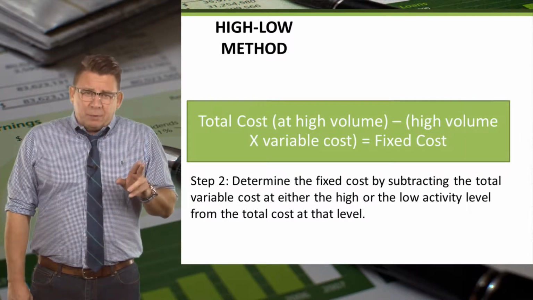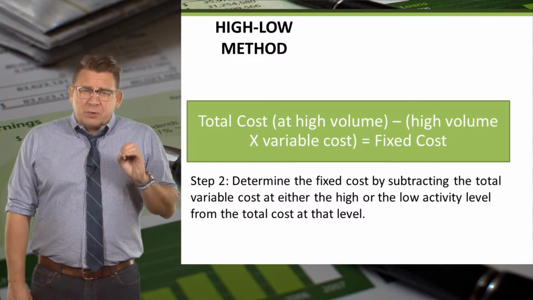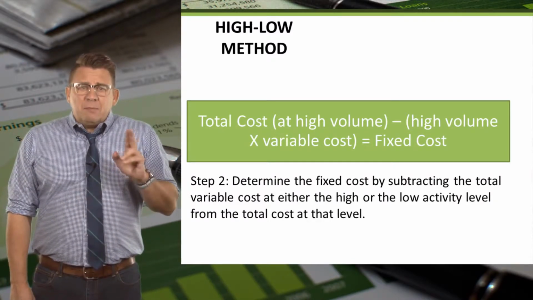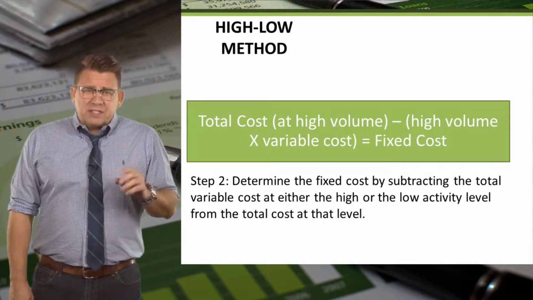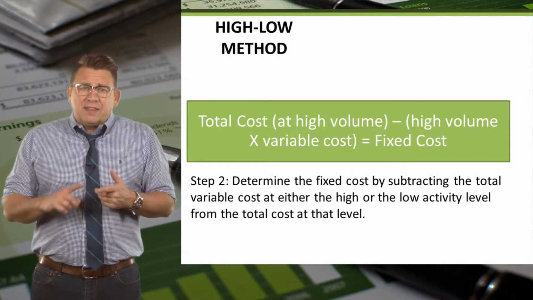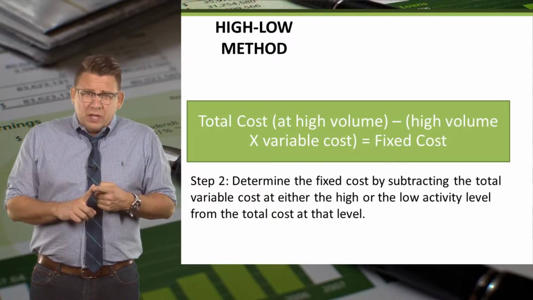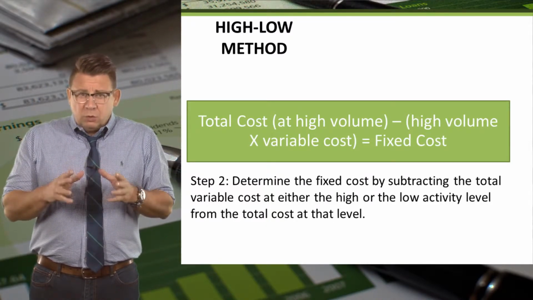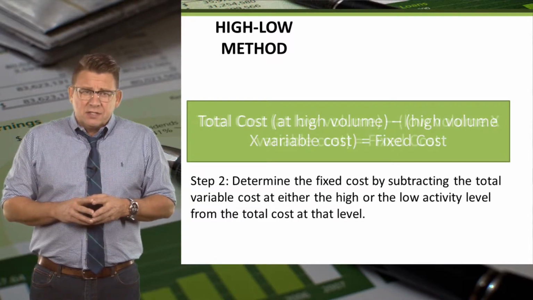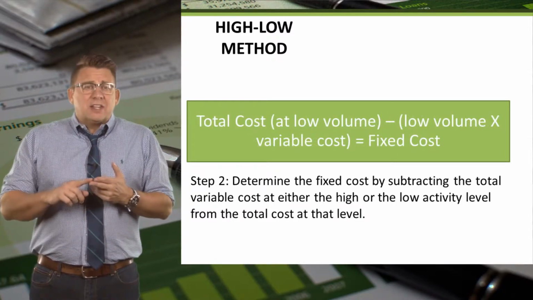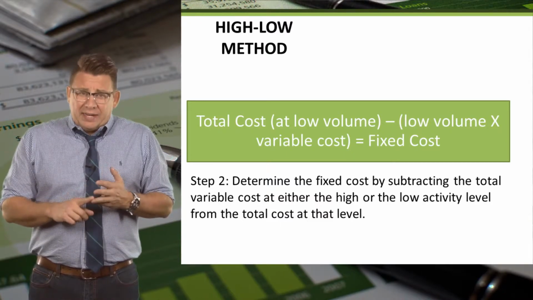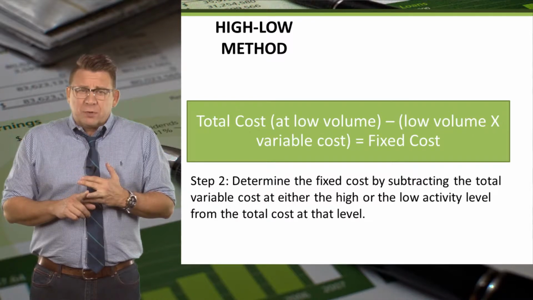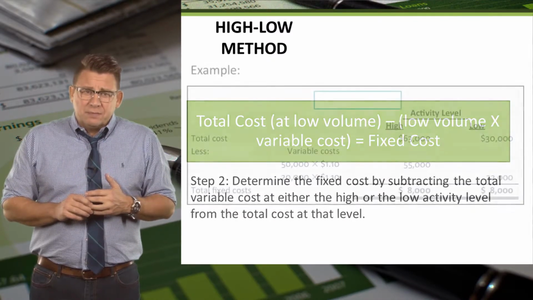Using our data table and the variable cost per unit, we can figure out our fixed costs. This can be done two ways, and both give us the same information. We can take the cost at the high volume and subtract the high volume times the variable cost to arrive at the fixed costs. Or we can take the cost at the low volume and subtract the low volume times the variable cost per unit to arrive at the fixed costs.